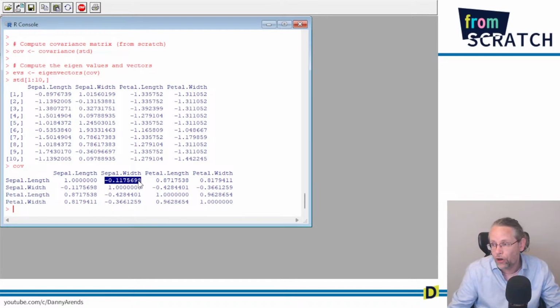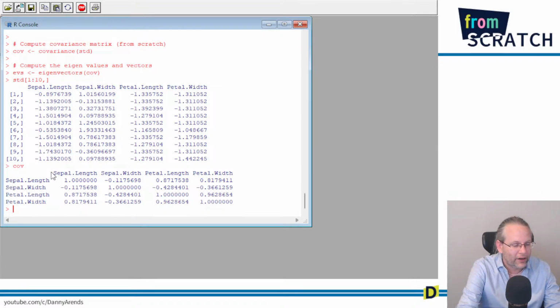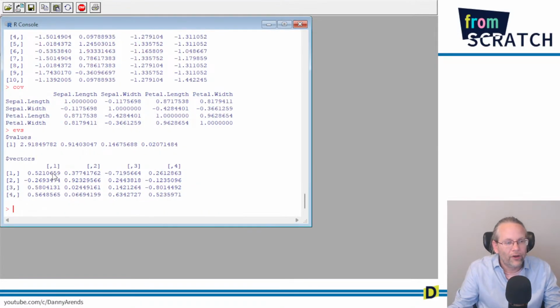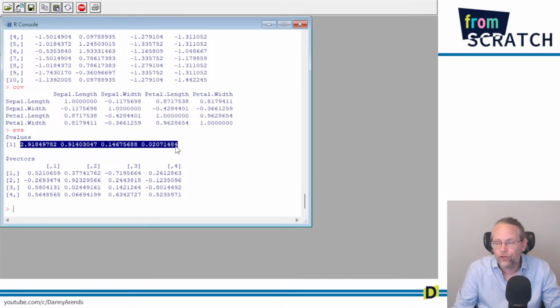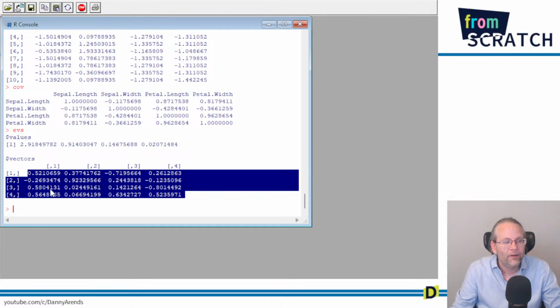So the length of the sepal is not related to the width of the sepal, but when you look at petals, then the petal width and the petal length are highly correlated to each other. All right, so then when we look at our eigenvectors, I call those EVFs. If I look at my eigenvectors, then it computes here the eigenvalues. Those are the diagonal of the R matrix after decomposition. And this is my eigenvector matrix.